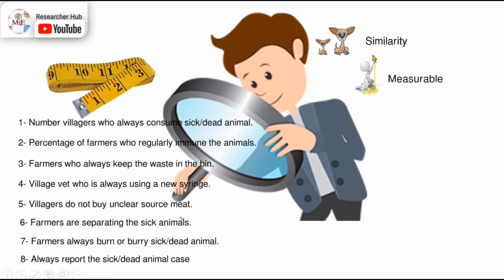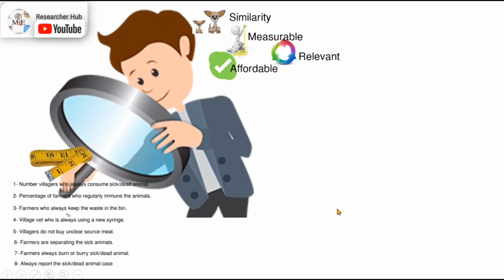Is there any similarity between the indicators you can read? Maybe one is similar to another one, then you just drop one. Look at the measure, whether it can be measured or not. Affordable, whether you can afford to collect that indicator or not, and relevant to the change. So these are 4 criteria that you can use to shortlist or screen the indicators.